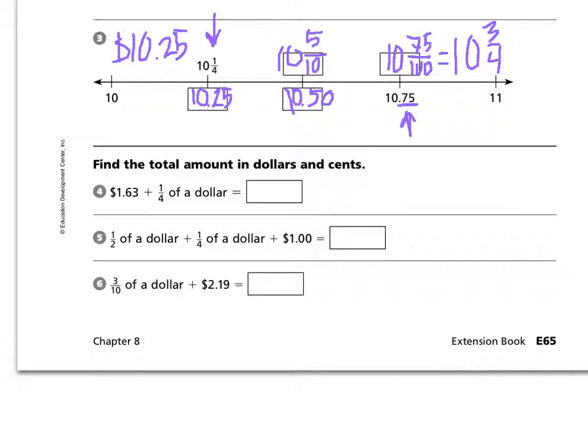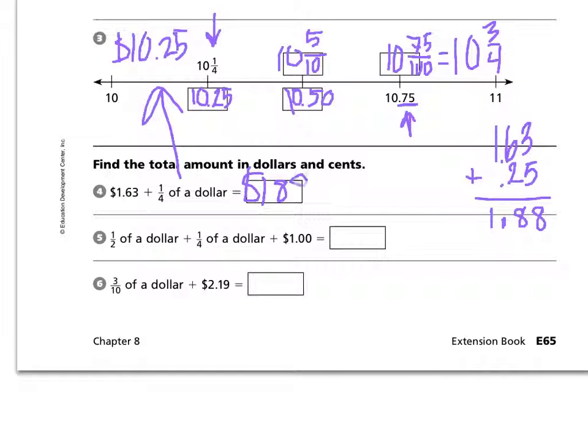Find the total amount of dollars and cents. I have $1.63 plus 1/4 of a dollar. Well, if you remember, we said that 1/4 of a dollar was a quarter. So I have $1.63 and 25 cents. Line up your decimals. When you're adding, your decimal is going to come straight down. 3 plus 5 is 8, 2 plus 6 is 8, and 1 plus nothing is 1. So your total amount is $1.88. Remember your decimal.